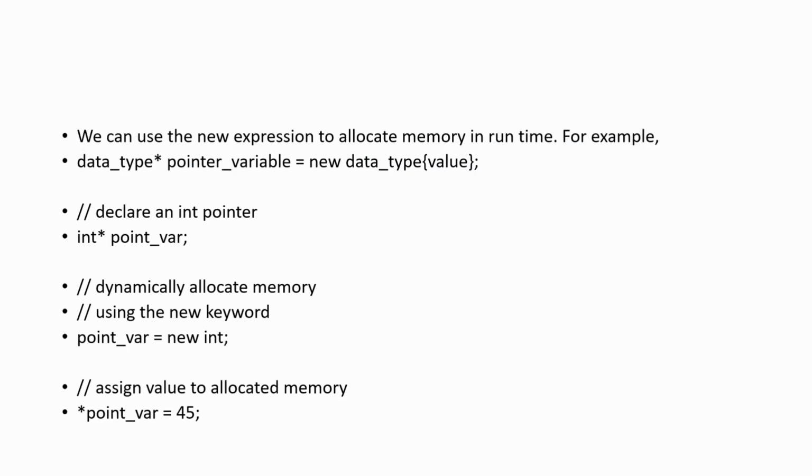Now, the syntax of new is you take a data type, a pointer variable, and then that equals the new data type, and in parentheses you give it the value. So below is an example. You've got an int pointer, point var, and then point var is equal to new int. So you're allocating memory for one integer, and then whatever point var is pointing to, that memory that you allocated, in that memory you put 45.